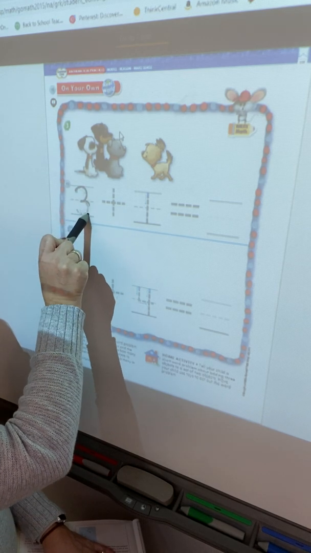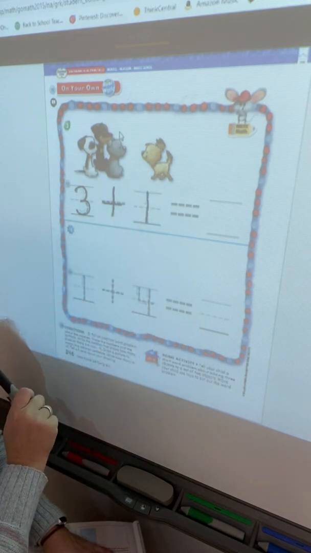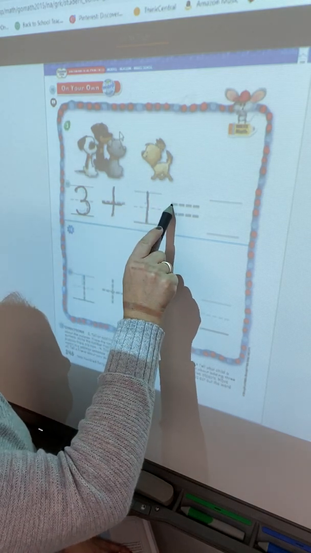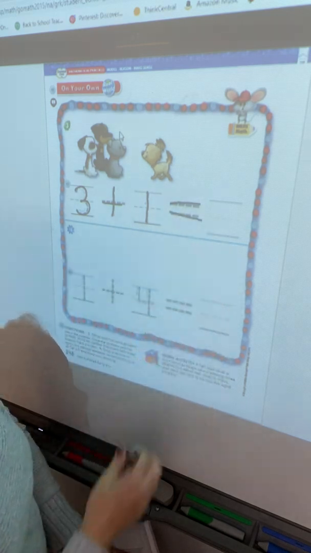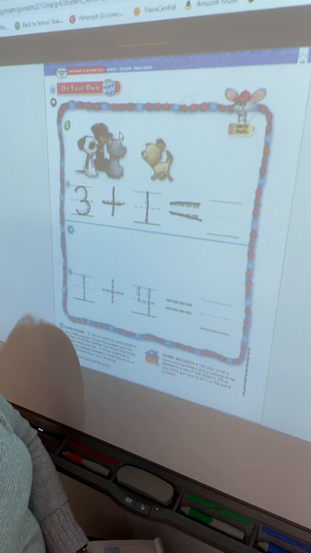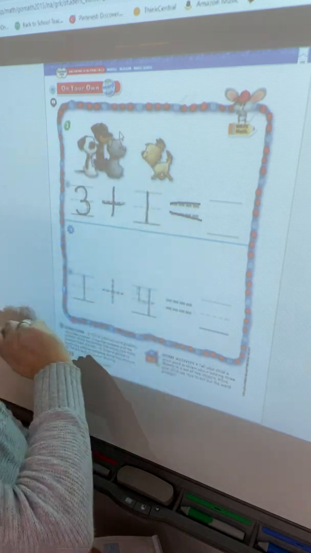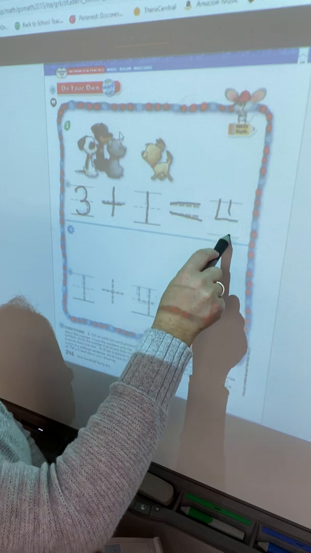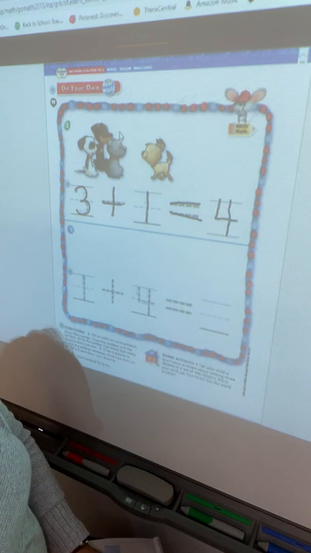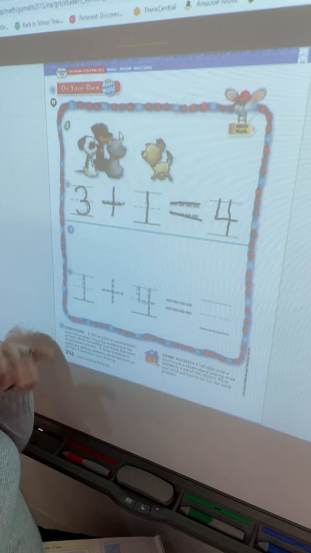Now we're going to trace our number sentence. It says 3 plus 1 more. What is this again? Equals. 3 plus 1 equals. So how many puppies do we have all together? We have 1, 2, 3, 4. Down, across, pick up your pencil, and straight down. We have 4.